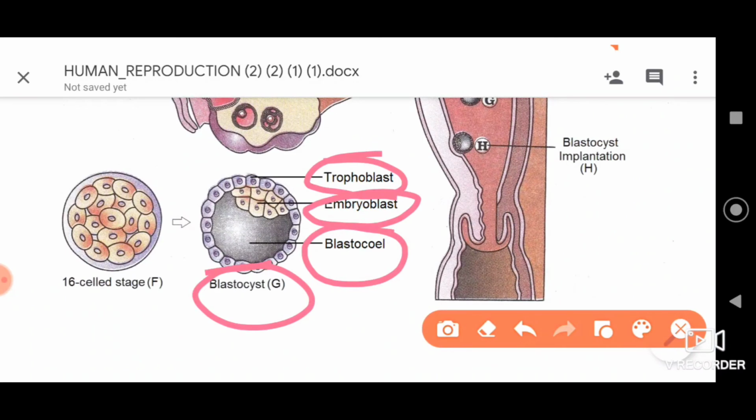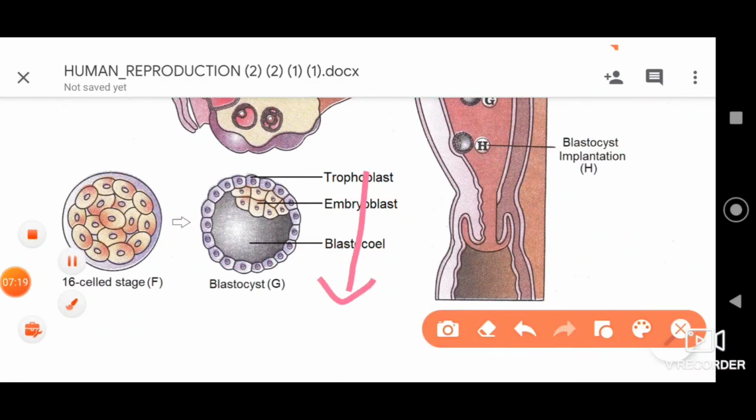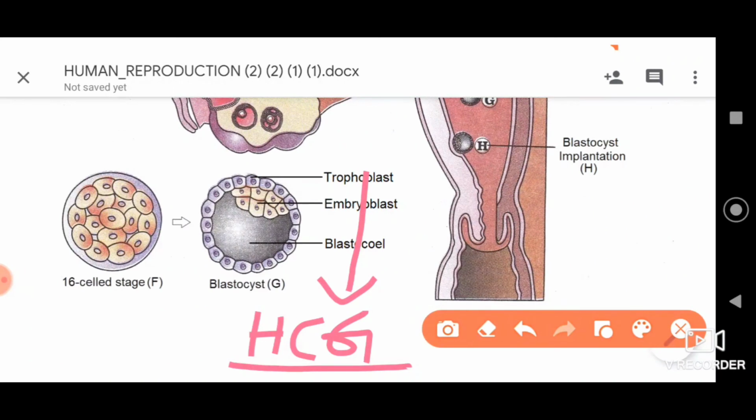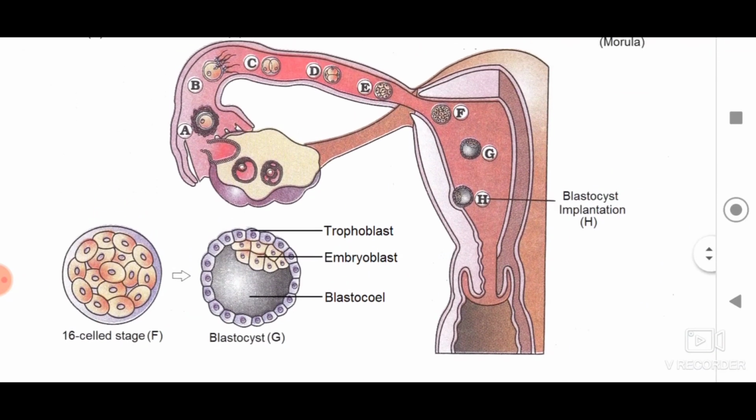Further, dear friends, what is the role of the trophoblast, the outer layer of the blastocyst? It secretes a hormone called HCG, that is human chorionic gonadotropin hormone. What is the role of this? It is important for implantation, which we are going to study further. Implantation here refers to the attachment of the embryo to the endometrial lining. So it is important for implantation, and the hormone is also important for pregnancy. These are a few important aspects pertaining to the topic of cleavage and embryogenesis.